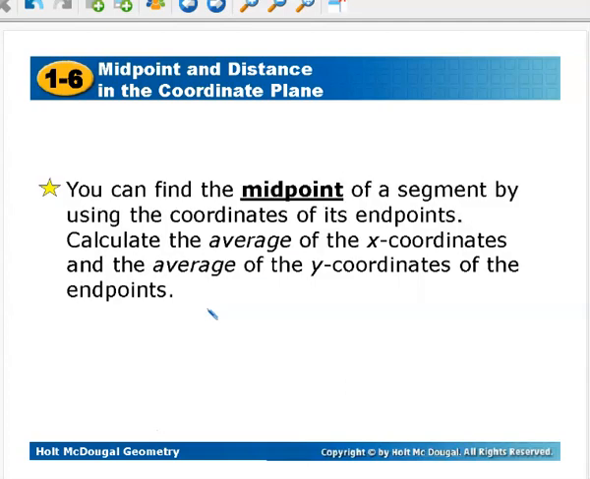You can find the midpoint of a segment by using the coordinates of its endpoints, which is basically just calculating the average of either the x coordinates or the average of the y coordinates of those endpoints. And if you remember from the other day, midpoint splits a segment in half. Let's put that: divides in half, where each side is equal.